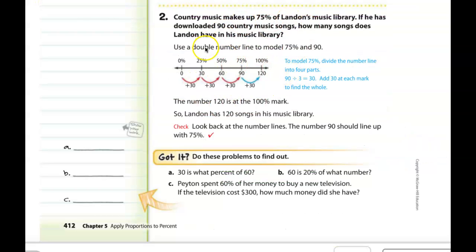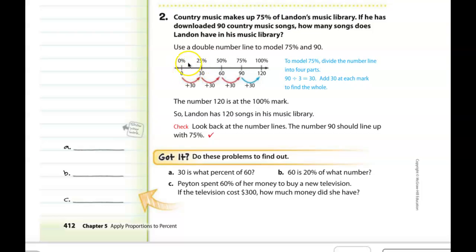Okay, this next problem uses the model number line. It's also a double number line. It says country music makes up 75% of Landon's music library. If he has downloaded 90 country music songs, how many songs does Landon have in his music library? So, of course, we have the number 75%, which we associate with 25%. So the top of the number line is 0, 25, 50, 75, 100. So we can set that up easily. And we know that 75% is equivalent to 90, so we write 90 right here.